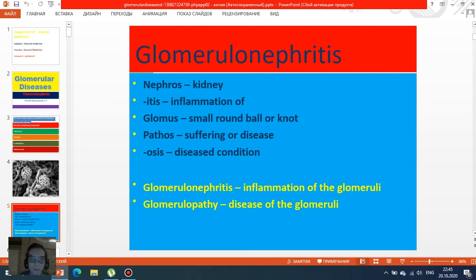Nephros means kidney. Itis is inflammation. Glomus is small round ball or node. Glomerulonephritis is inflammation of small round ball. Pathos is suffering or disease. Osis is disease condition. And finally, glomerulonephritis is inflammation of the glomeruli. Glomerulopathy is disease of the glomeruli.